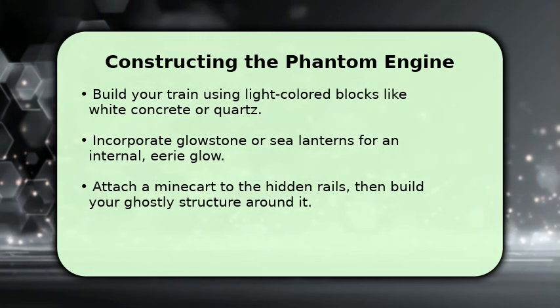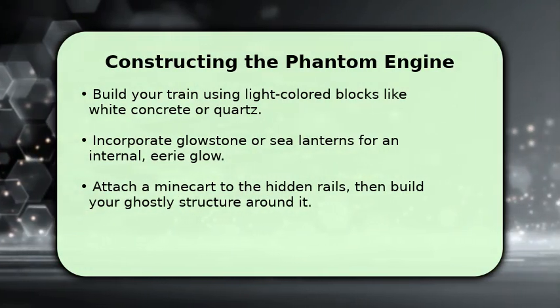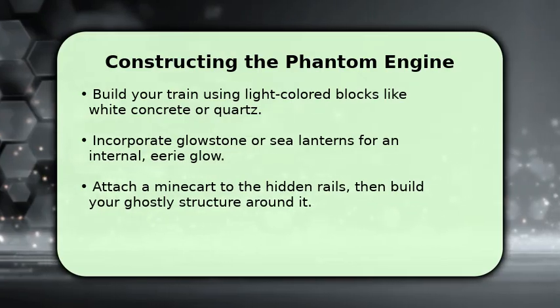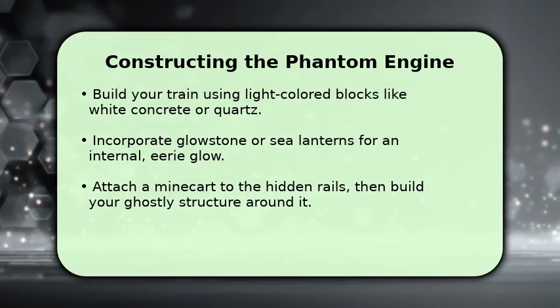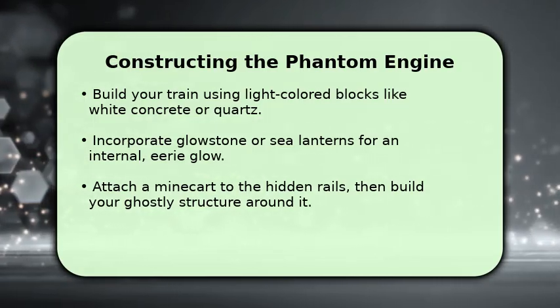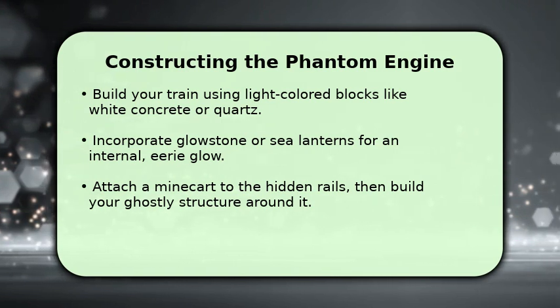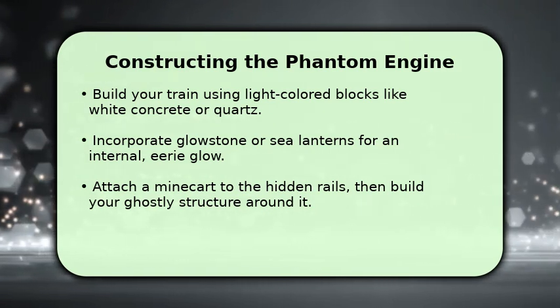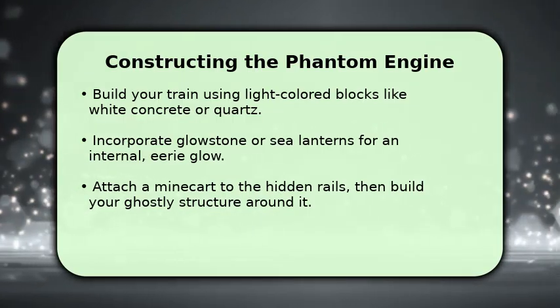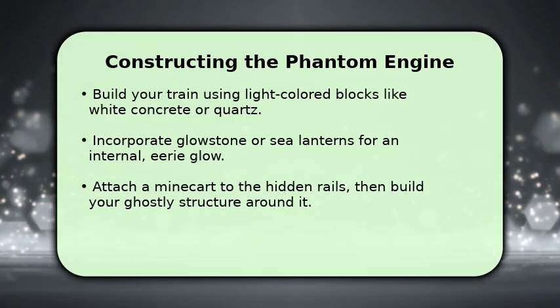Now for the spectral train itself. Design your train using light-colored blocks such as white concrete, quartz, or even gray wool to give it a translucent, ghostly appearance. Integrate glowstone or sea lanterns within the build for an eerie internal glow. Remember to place a minecart on your hidden rails first, then construct your phantom engine around it.